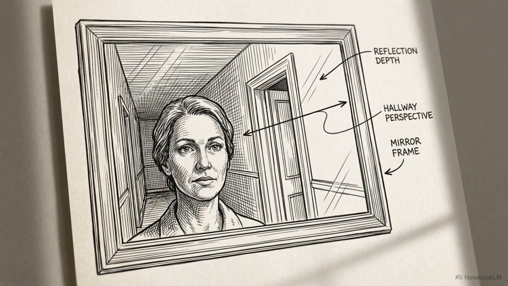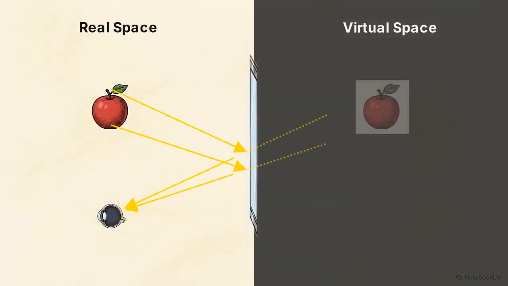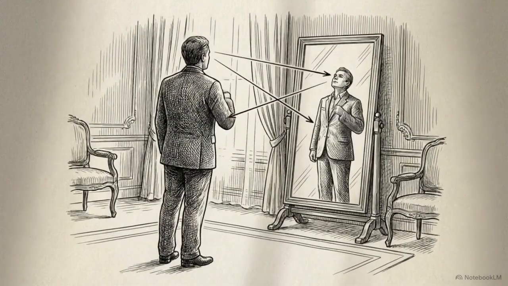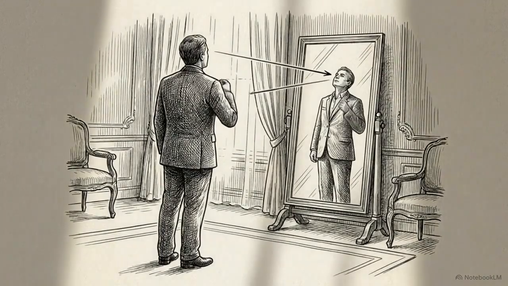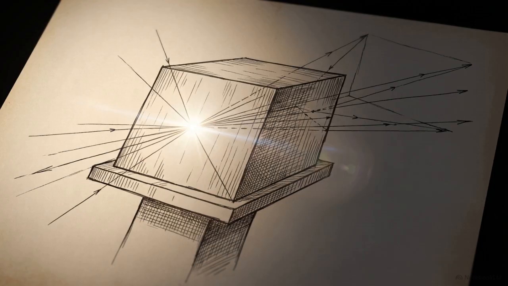It appears to exist behind the glass, but because no light rays actually pass through the mirror, it cannot be projected onto a screen. This clone in the mirror is the consistent result of straight rays striking a polished plane and bouncing back with perfect geometric symmetry. We can use these physical constraints to build tools. One of the simplest methods involves trapping light inside a dark box through a single pinhole.